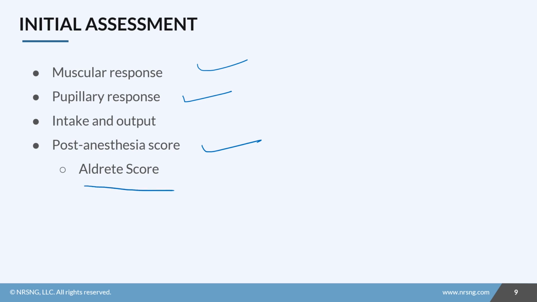So the Aldrete score, like I mentioned, is a scoring system that evaluates how ready a patient is to go home safely. Based on a few different categories like consciousness, mobility, color, breathing, and circulation, the patient will receive a score from 0 being the lowest and the worst to 10, and 8 or 10 being the necessary score needed for discharge. So just remember, 8 is great.